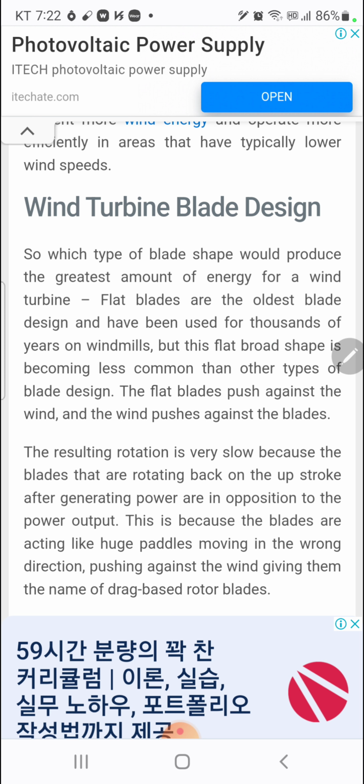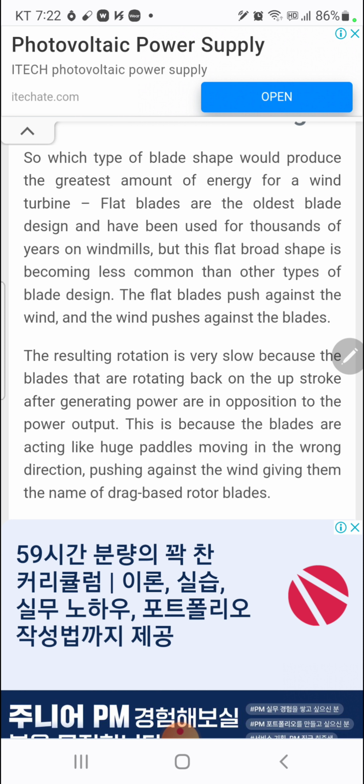Wind turbine blade design. So which type of blade shape would produce the greatest amount of energy for a wind turbine? Flat blades are the oldest blade design and have been used for thousands of years on windmills. But this flat broad shape is becoming less common than other types of blade design. The flat blades push against the wind, and the wind pushes against the blades.